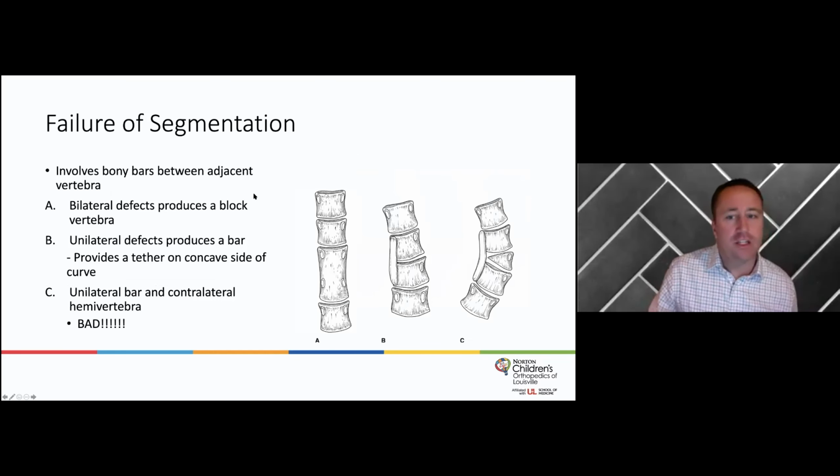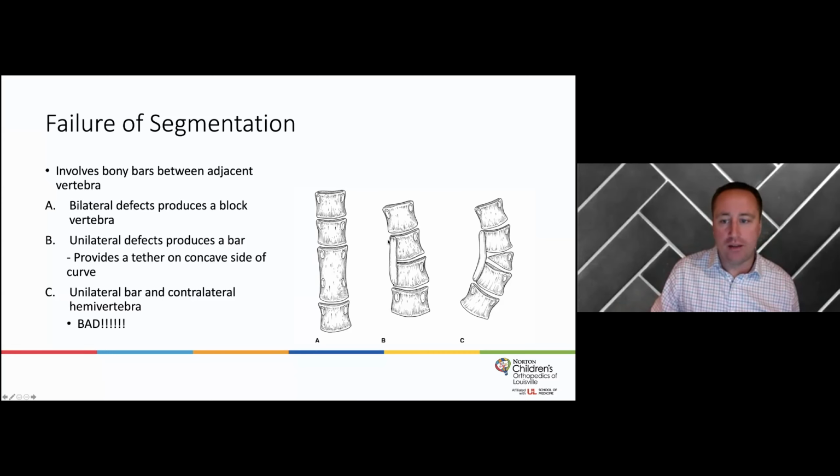Failure of segmentation is a little bit different. This involves bony bars between adjacent vertebrae. If you look at A, this is one big vertebra, even though it should be two vertebrae, and it's bilateral. So you have bilateral defects producing a block vertebra. This itself usually does not cause much scoliosis, but it is important to know if they have a block vertebra, they may have some other abnormality in their spinal vertebral column as well.